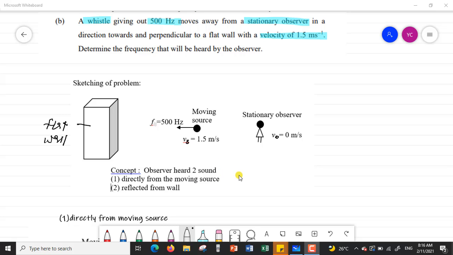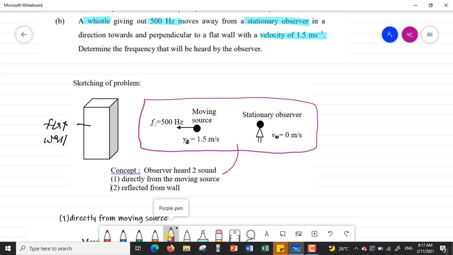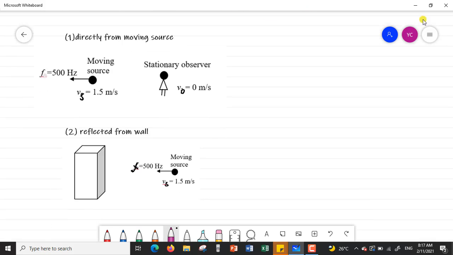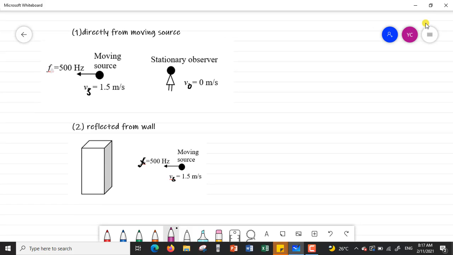Okay. So let us try to find first what is the frequency that will be heard by the observer directly from the moving source. So for this one, we are going to focus on this one first. For the first situation, the frequency that will be heard by the observer directly from the moving source. Okay, so I take it out. So I put it here. So directly from the moving source. So we have a stationary observer and our source is moving away from this stationary observer.